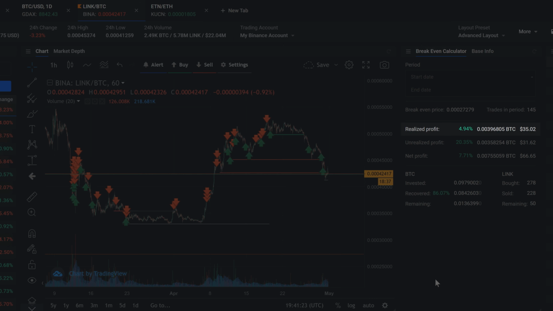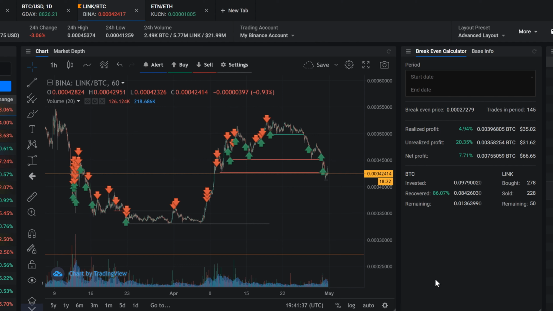Realized profit, the total profit from sold coins. Unrealized profit, the possible profit if you sell unsold coins at the current market price. Total profit, the sum of realized and unrealized profits. For each type of profit, you can see the profit percentage, the BTC or other quote currency amount, and the USD amount. At the bottom part of this widget, you will see specific details about both quote and base currencies.